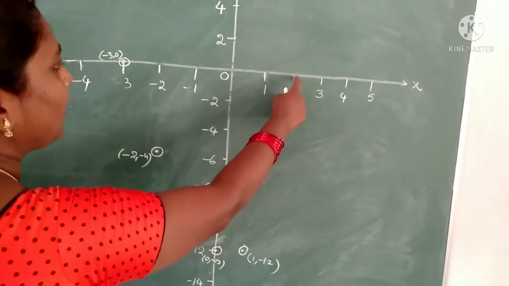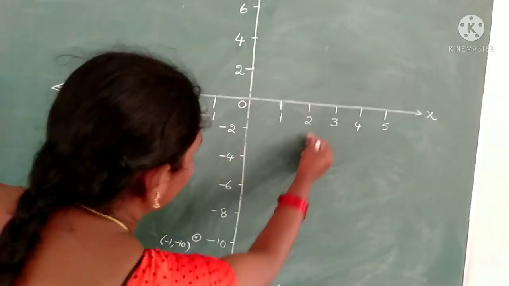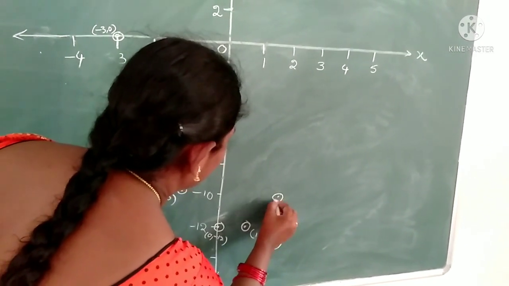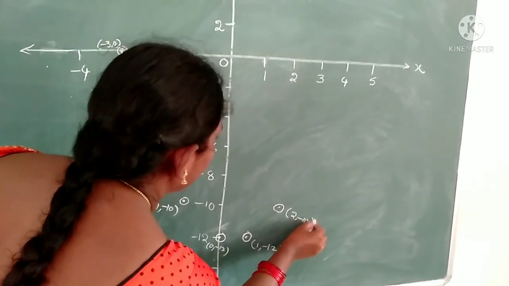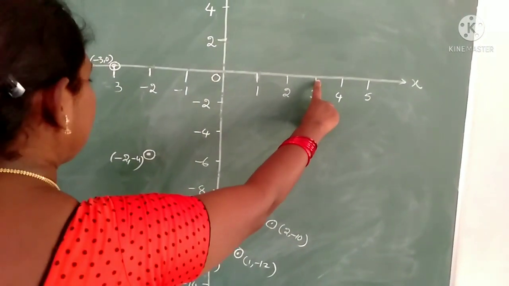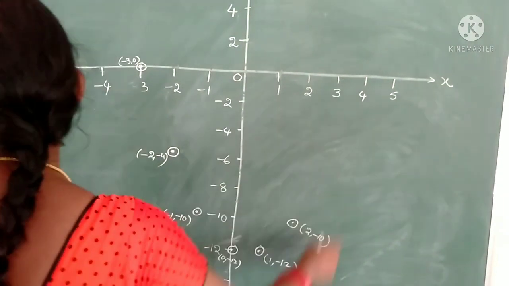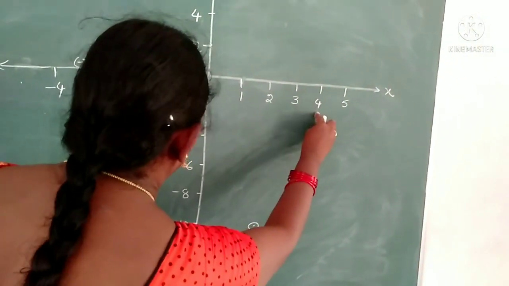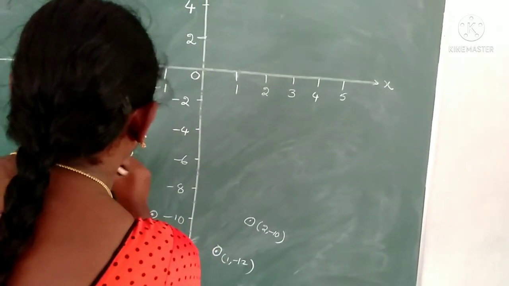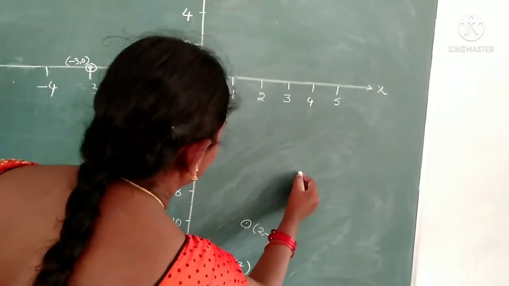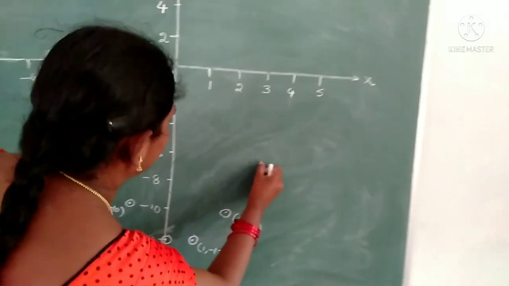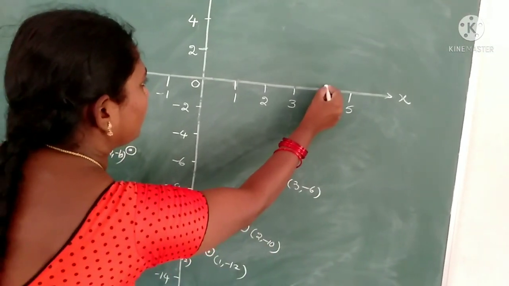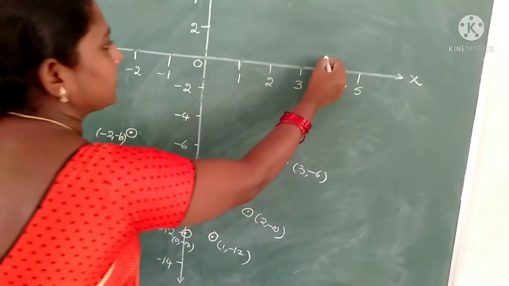Next one, 2 comma minus 10. Next one, 3 comma minus 6. Okay. Next one, 4 comma 0. So this point is located on the x-axis.